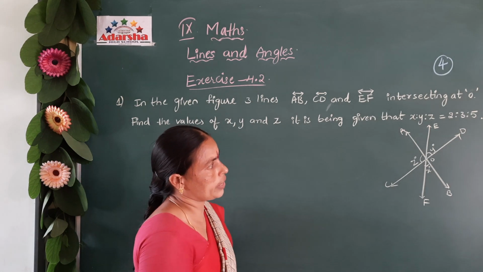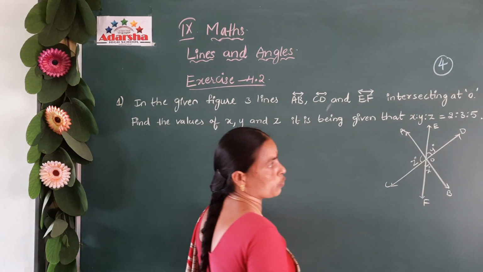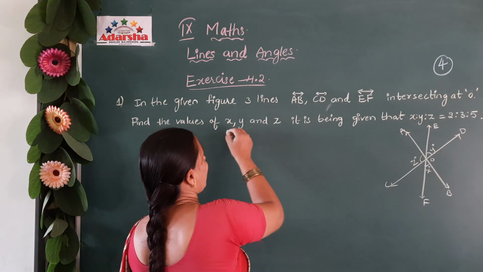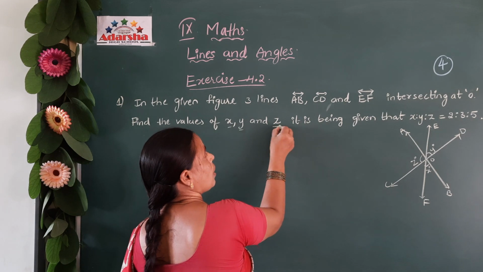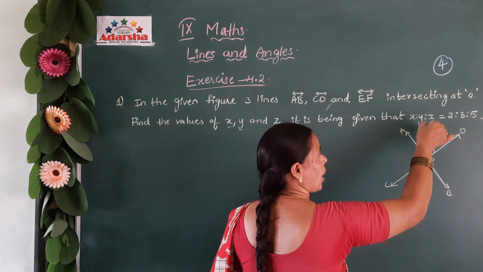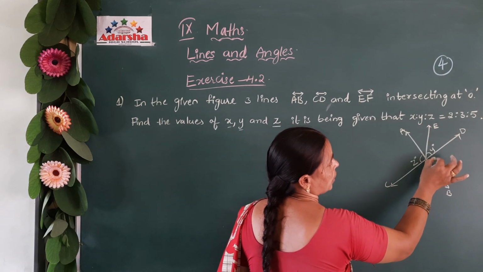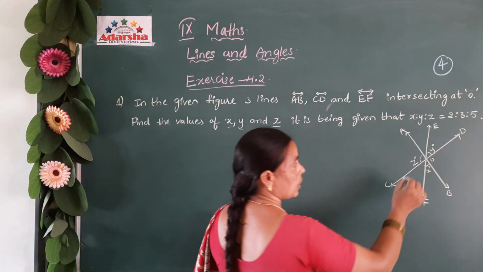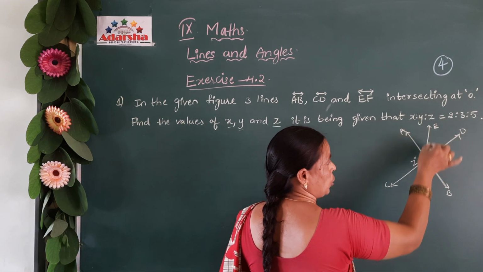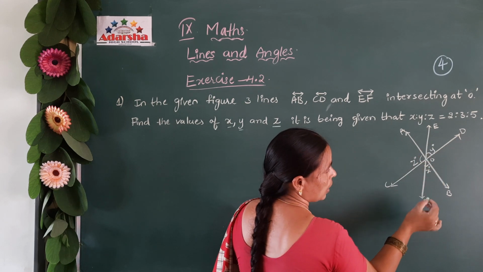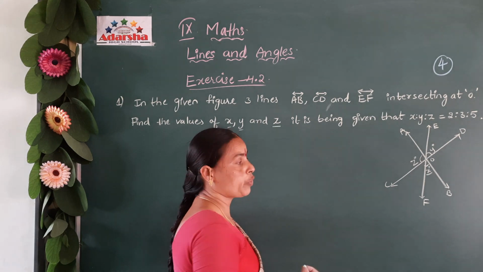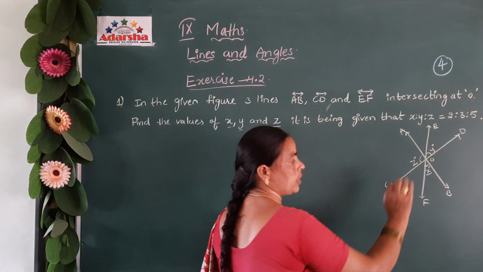It is given that x : y : z = 2 : 3 : 5. Okay, this is the given. We have to find the values of x, y and z. What is the given here? AB, CD and EF are the three lines intersecting at point O. Here angle AOC is equal to z degrees, angle EOD is equal to y degrees and angle BOF is equal to x degrees. We have to find the measures of x, y and z.